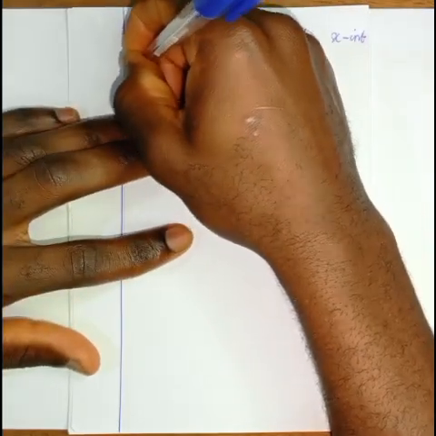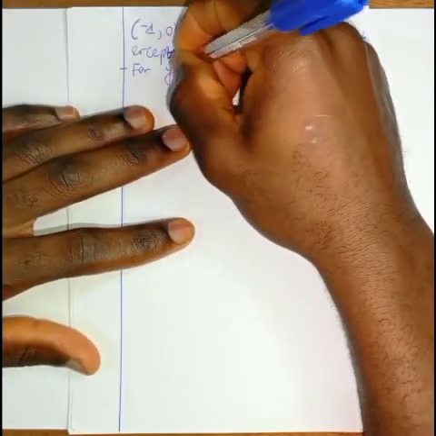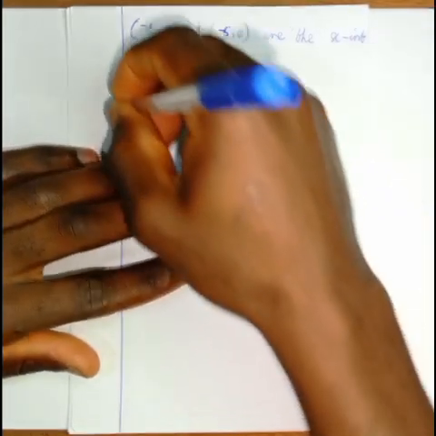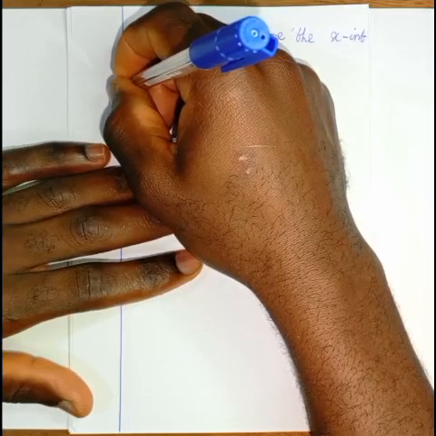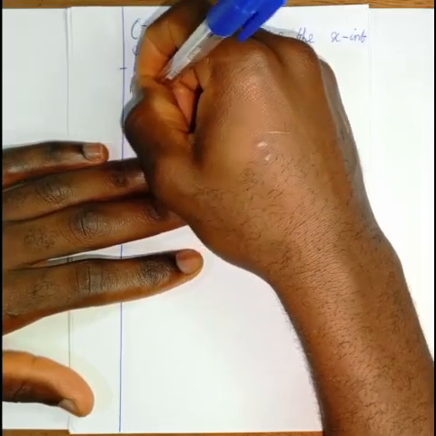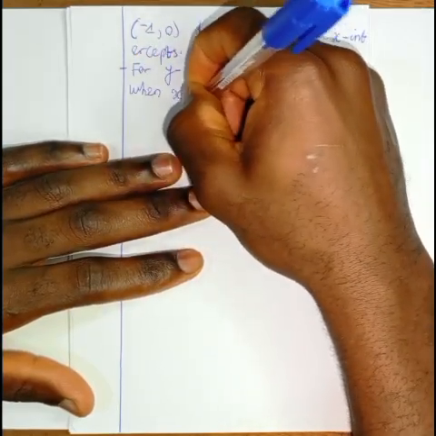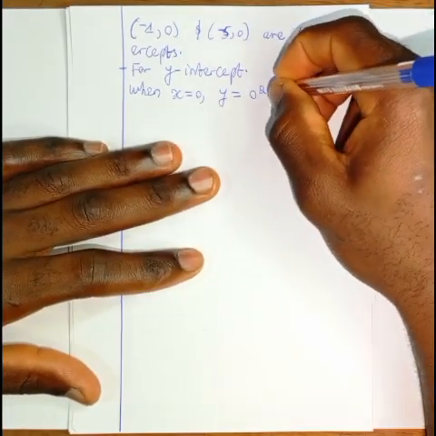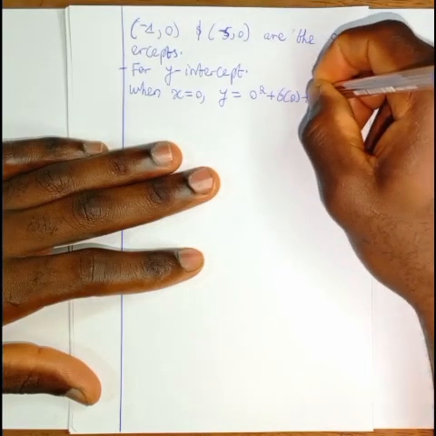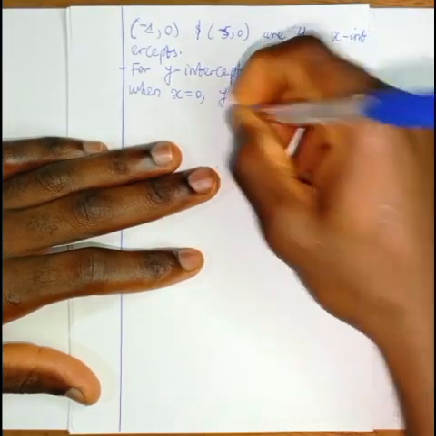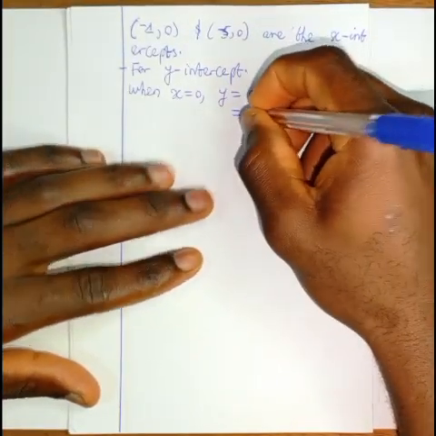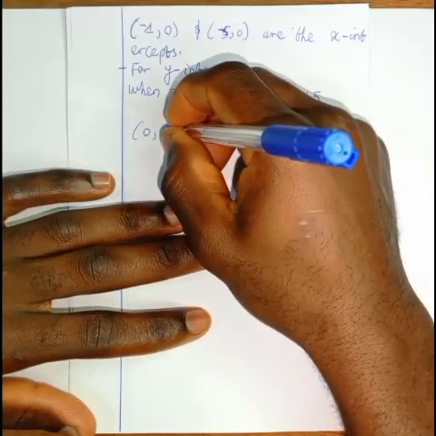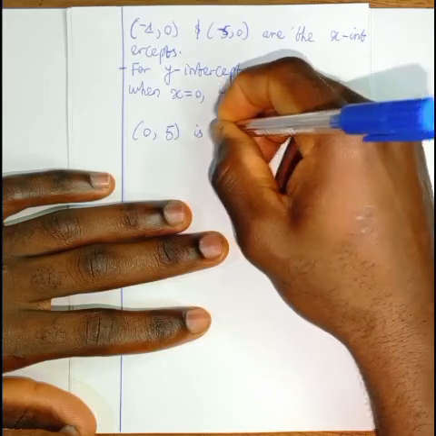Now we need the y-intercept. For us to get the y-intercept, we are simply going to put x equal to 0. When x is equal to 0, y will simply be equal to 0 squared plus 6 times 0 plus 5, and this will be equal to 5. We have the point 0, 5 is the y-intercept.